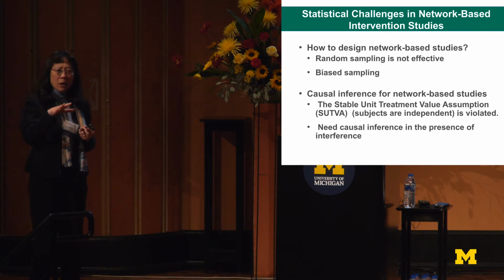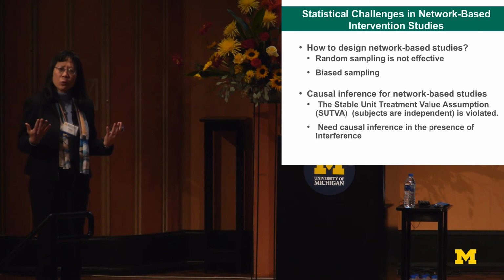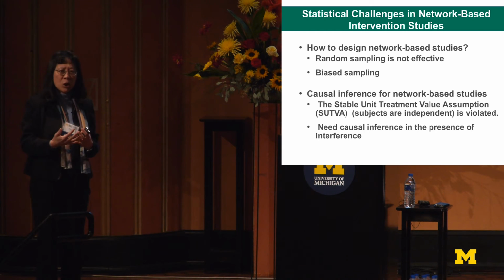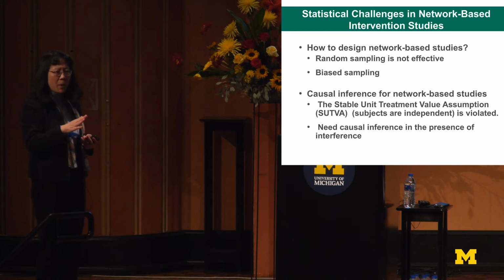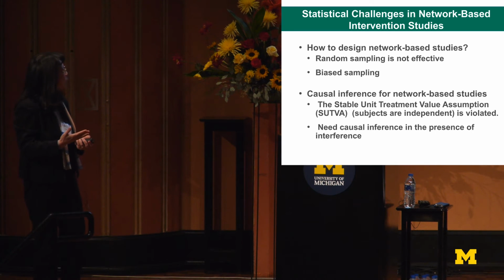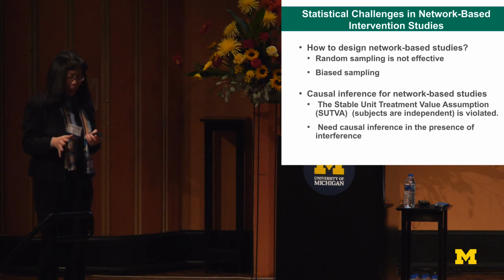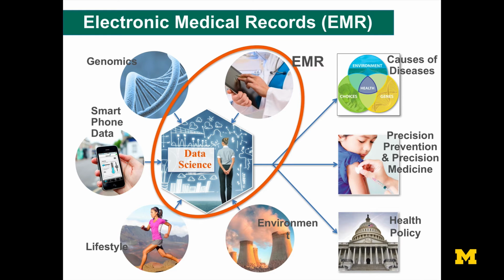And also, in causal inference, subjects are independent of each other. But this is not true in infectious diseases because the subjects are related to each other. Then the traditional assumption about independence among subjects is violated. So one needs a causal inference strategy to account for interference, the contamination. Okay? So this is where the statistician can help.